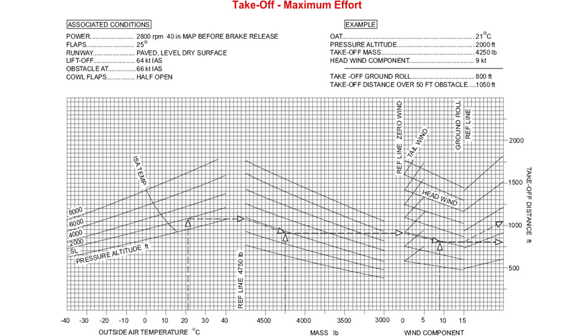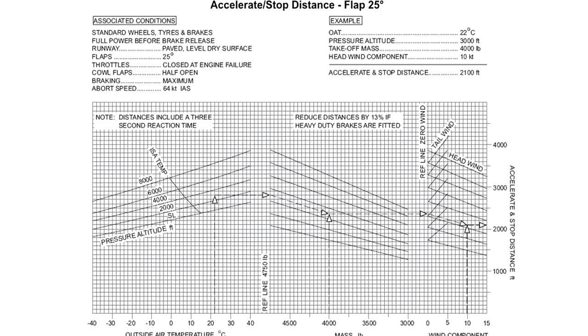Lastly, on page 7, we find another takeoff distance graph, but this time assuming a maximum effort takeoff, which uses a higher flap setting. And on page 8 is the corresponding accelerate stop distance with this higher flap setting. You use these last two graphs in an identical way to the one you have already worked through.